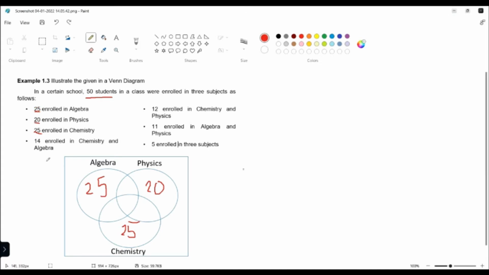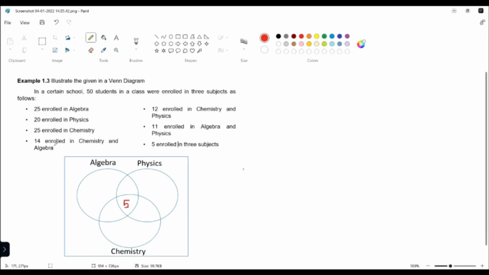Okay, so where can we start from? Dun po sa 5 na naka-enroll sa 3 subjects. Okay, sa gitna, sir. That's right. We have to start from the students who are enrolled in all the three subjects. Okay, and we'll be writing 5 dun sa overlapping part nung tatlong subjects natin. So we'll be writing 5 here.